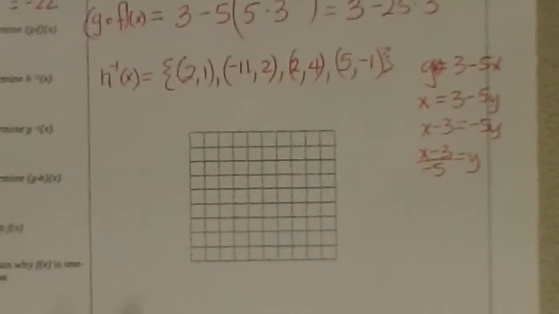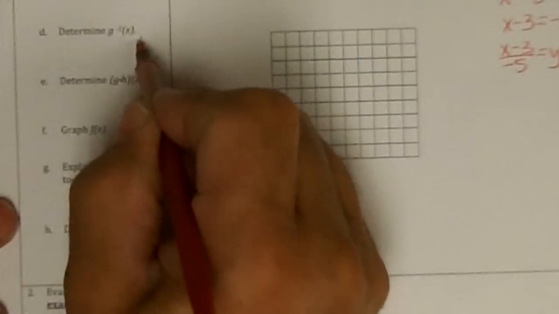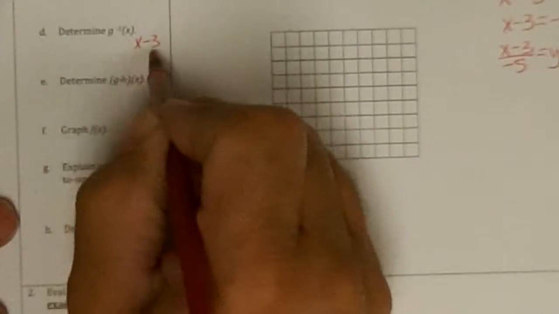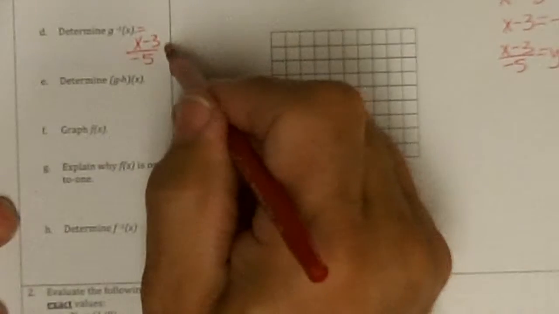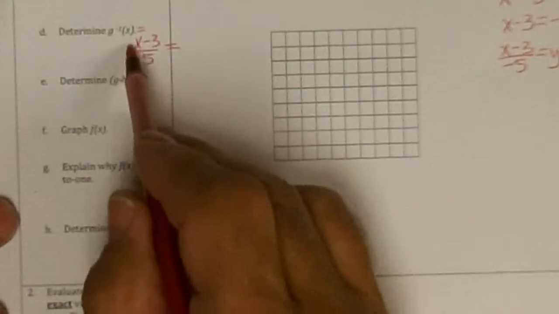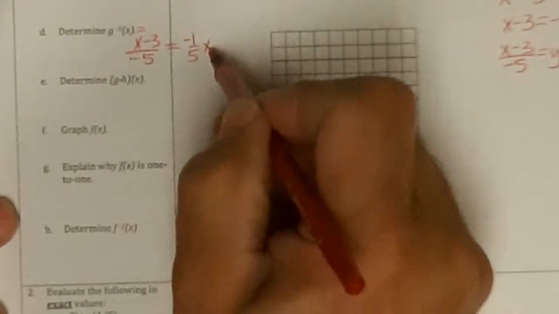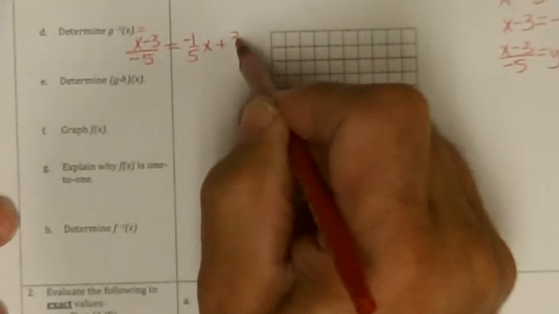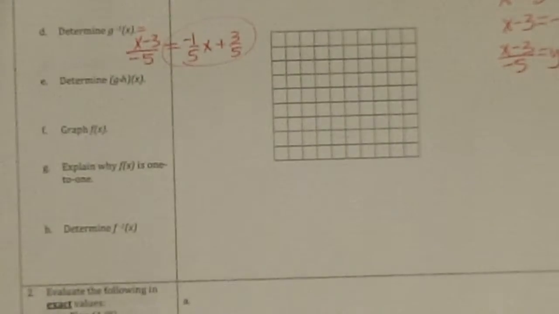So g inverse of x would be x minus 3 over negative 5. Or you could call this negative 1/5 times all this and make it negative 1/5 x plus 3/5. That's another way to write it. Okay?